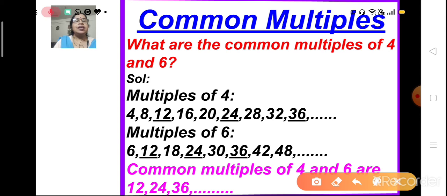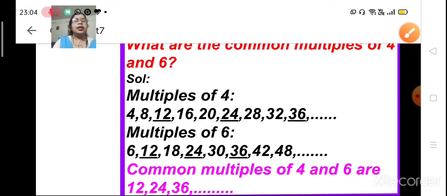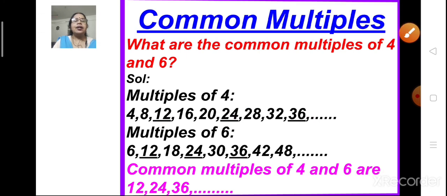But here we can see that there are multiples which are common to both of these numbers. They are multiples of 4 as well as of 6. What are they? They are 12, and 24 and 36. These are the multiples which are common to both the numbers 4 and 6. So, we can say that the common multiples of 4 and 6 are 12, 24, 36 and we can get many more as we go on multiplying the numbers with more numbers.